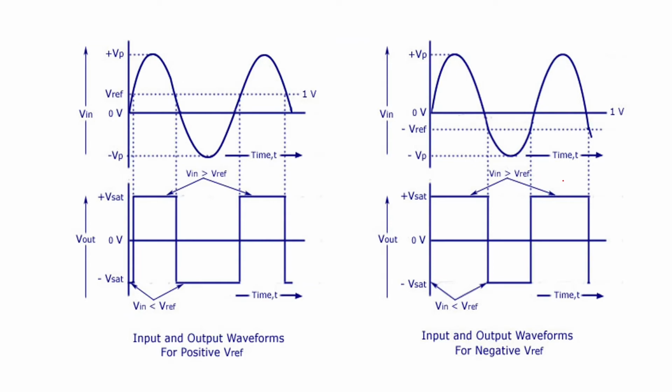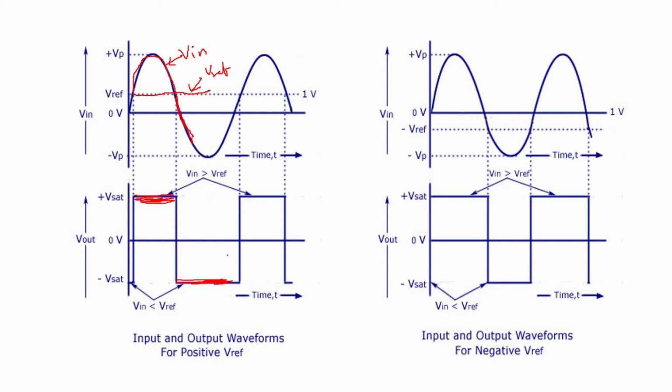Now here you can see a comparison between the analog input and Vref, and the output looks like this. This is your input V in, and this line is Vref. Whenever V in is greater than Vref, you can see the output is positive saturation. And whenever input is less than Vref, the output is negative saturation. Now these are input and output waveforms for positive reference voltage.